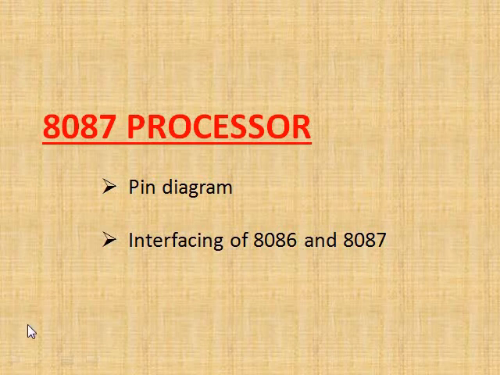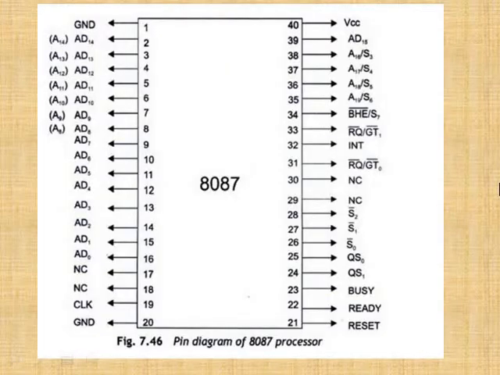In this video, we are going to see the 8087 processor pin diagram and the interfacing of the main processor 8086 with the coprocessor 8087. This is the pin diagram of 8087. The pin diagram is similar to 8086 maximum mode except pin 23. Pin number 23 in 8086 is the TEST pin, but here it is the BUSY pin. But the remaining pins' functions are similar to 8086 maximum mode.